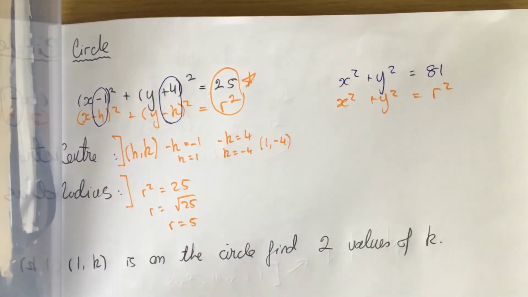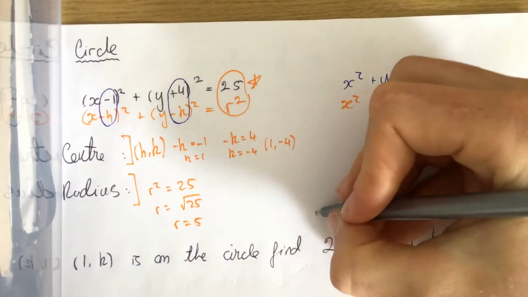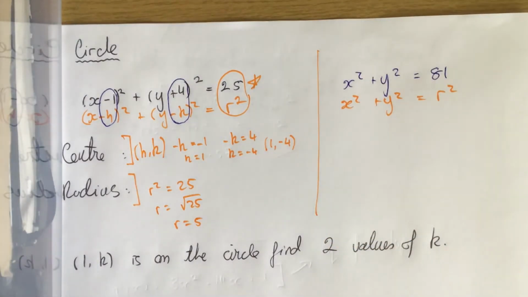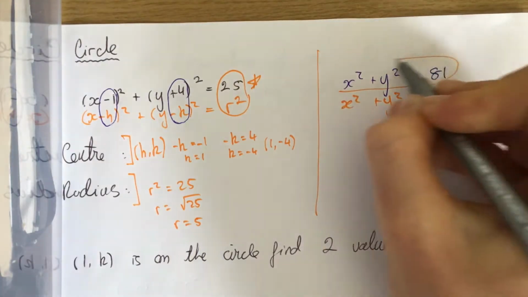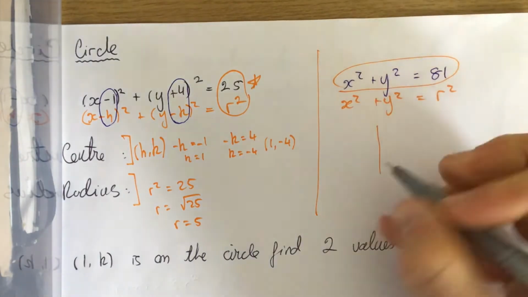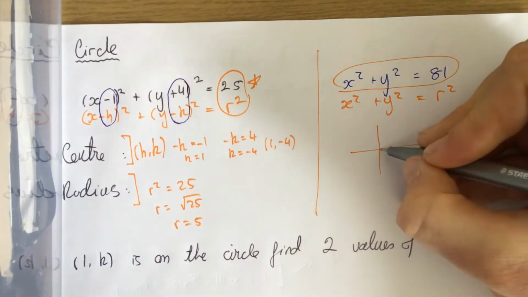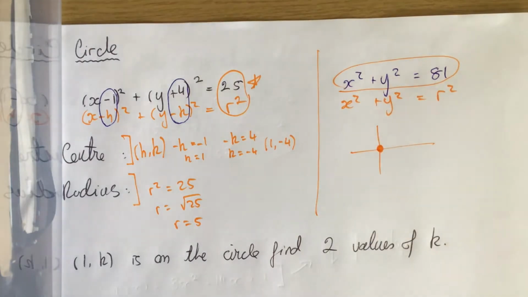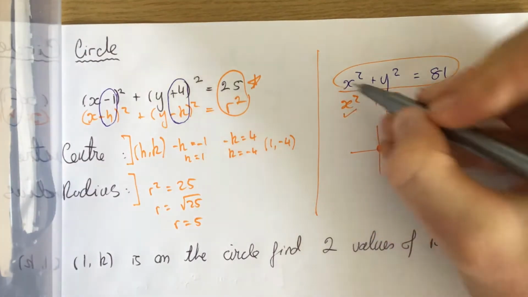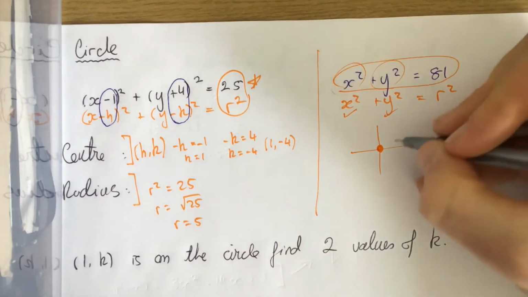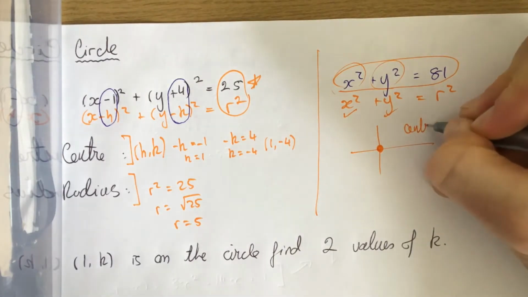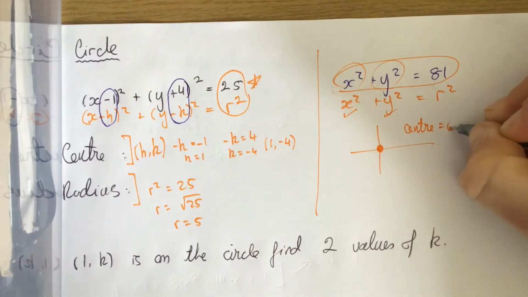Now, the second one that we have is x squared plus y squared equals r squared. The important part about this one is it looks easier. It is easier. And all it is, your circle actually has a centre 0, 0. So whenever it's in this format, x squared, y squared, we instantly know that our centre is going to be equal to 0, 0.